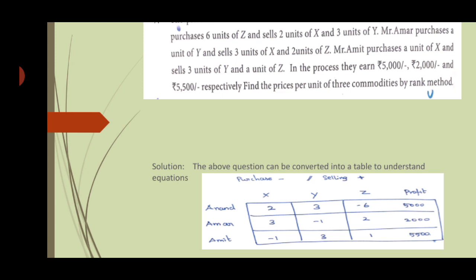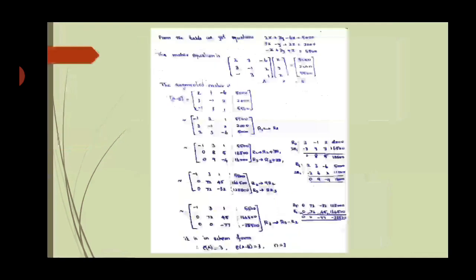And in the process, they earn profit: Anand earns rupees 5,000, Amar earns rupees 2,000, and Amit earns rupees 5,500. Respectively, find the prices per unit of the three commodities, that is small x, small y and small z. We are going to do it by the rank method. I hope you understand the question. So connect the question with the table, and from this table only we are going to get the equations.